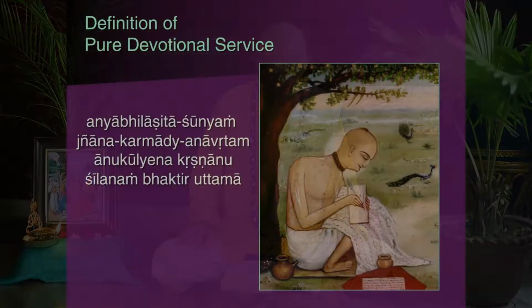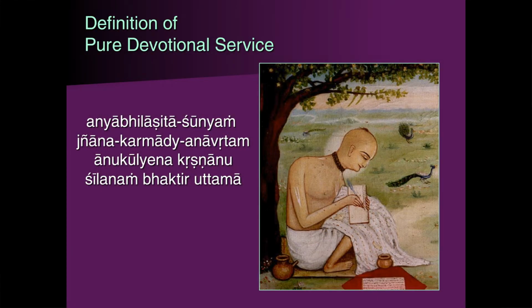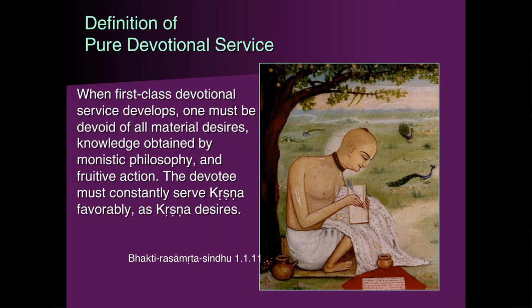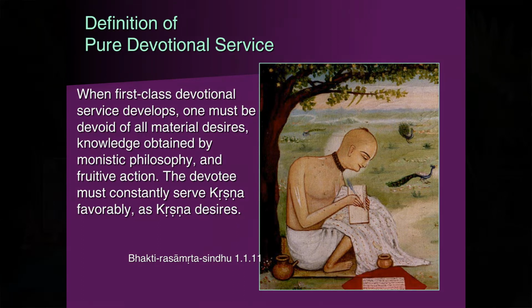Rupa Goswami writes this verse, which Srila Prabhupada is beginning to comment on, and let's examine this verse from the Bhakti Rasamrita Sindhu. Anyabhilashita shunyam jnana karmadi anavritam anukulyena krishnanushilanam bhaktir uttama. Prabhupada translates, when first-class devotional service develops, one must be devoid of all material desires, knowledge obtained from monistic philosophy and fruitive action. The devotee must constantly serve Krishna favorably as Krishna desires.